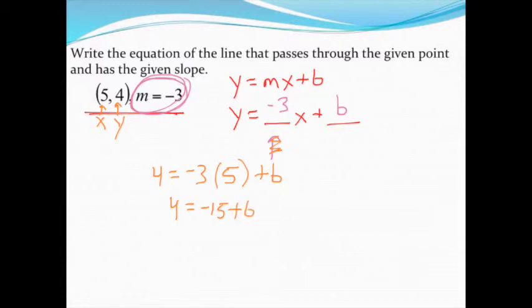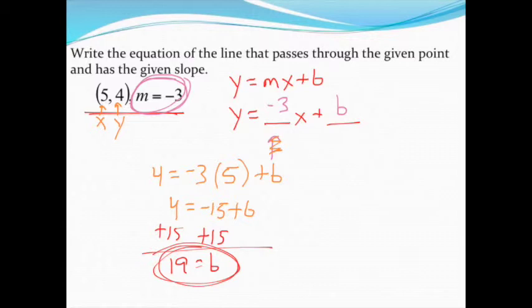Now remember that -15 is just being added to the b value, so I'm not going to divide to undo that. I see a lot of people do that for some reason. Instead, all I'm going to do is add 15, and I'll add 15 to both sides. I get 19 equals b.